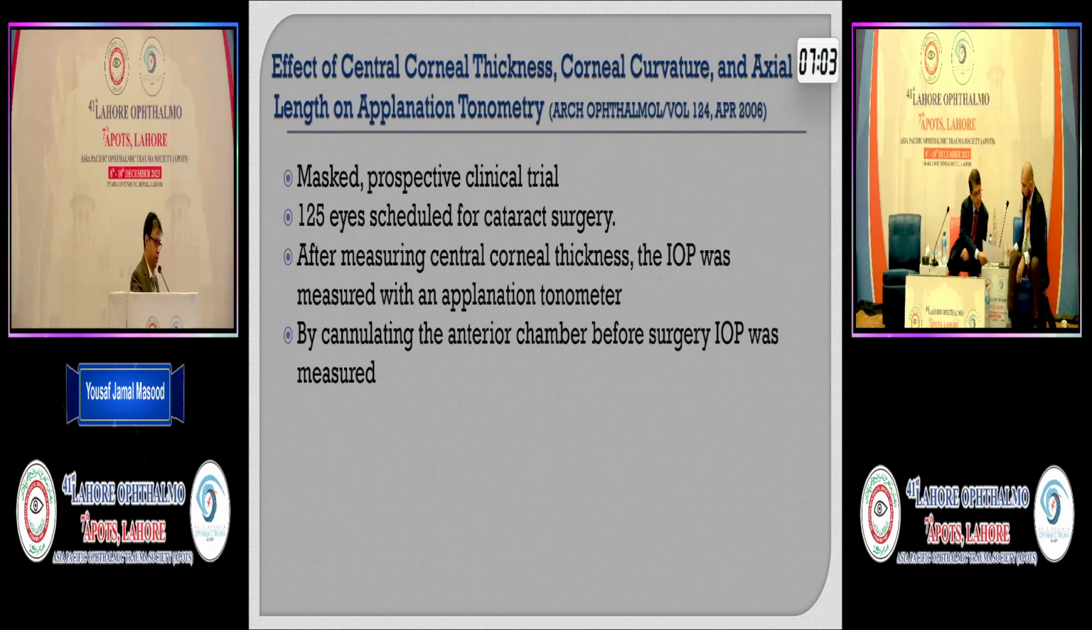But there was another study. They checked the effect of central corneal thickness, corneal curvature, and axial length on applanation tonometry. That was a prospective clinical trial, and that was a masked trial. They recruited those patients who were booked for cataract surgery. They did the CCT and IOP measurement with the applanation tonometer, and just when they were creating the incision for cataract surgery, they cannulated the anterior chamber and checked the IOP measurement with manometry.